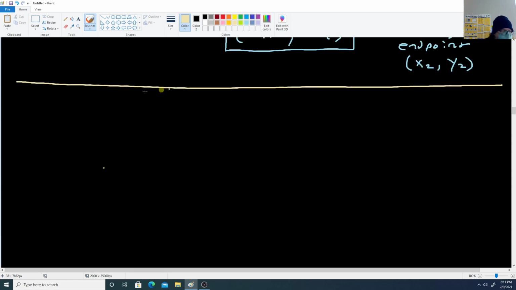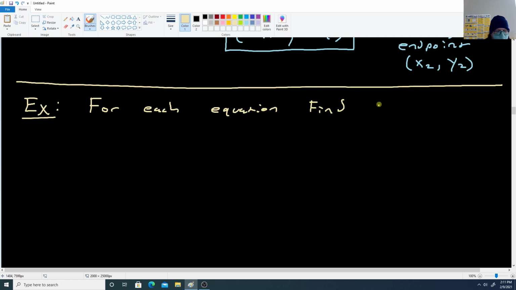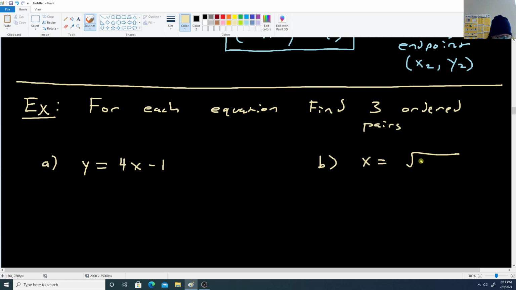So for this part here, we'll say for each equation, find 3 ordered pairs. So we'll have part A is y equals 4x minus 1. And part B will have x equals square root of y minus 1. Okay.